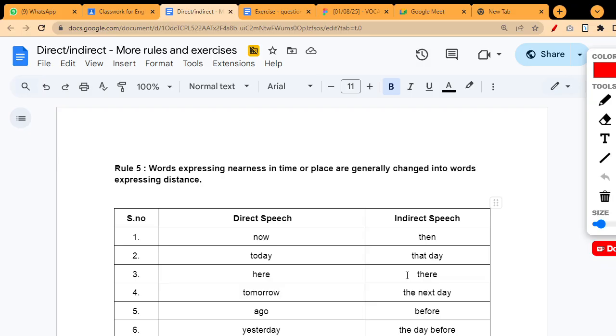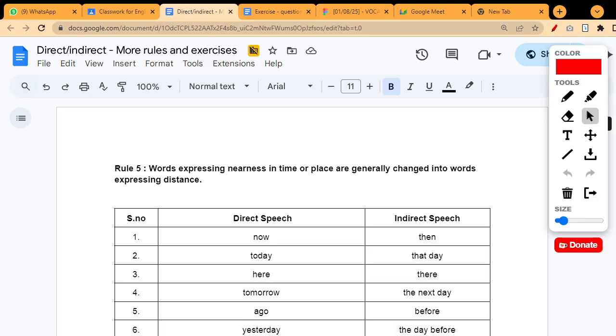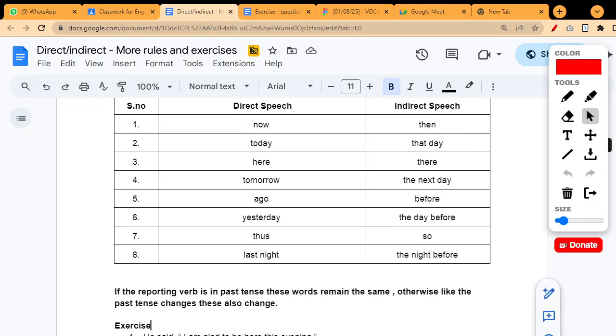If in the direct speech we are saying ago, then in the indirect speech we'll say before. In the direct speech, yesterday gets converted to the day before. Okay? Thus gets converted to so, and last night gets converted to the night before. The rest of the rules जो पहले हमने 4 rules किए, they'll remain the same.